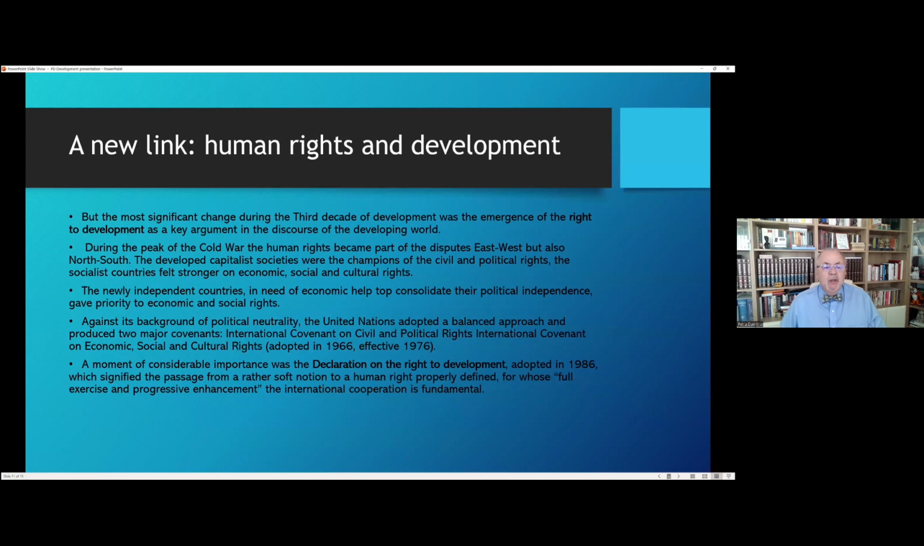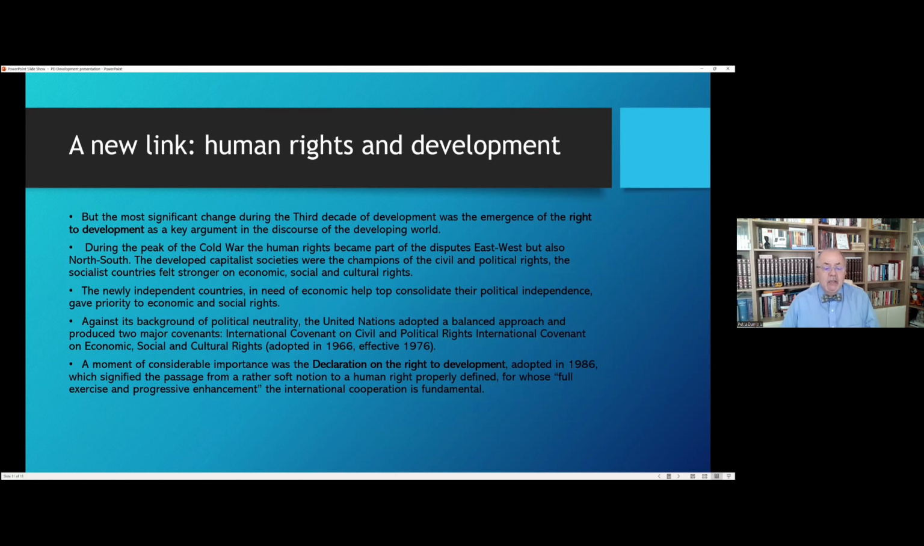The most significant event for the third decade of development was the emergence of the right to development. So this was a sort of marrying happily the issue of development in the family of human rights, marrying the civil and political rights and economic and social rights. Because during the Cold War, this was a problem. This was an issue of dispute between East and West, and also between North and South. The Western countries were champions of the civil and political rights. The socialist countries felt stronger on economic and social rights, while the independent countries also gave priority to economic and social rights.